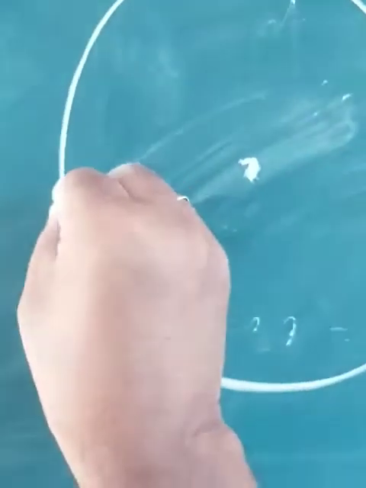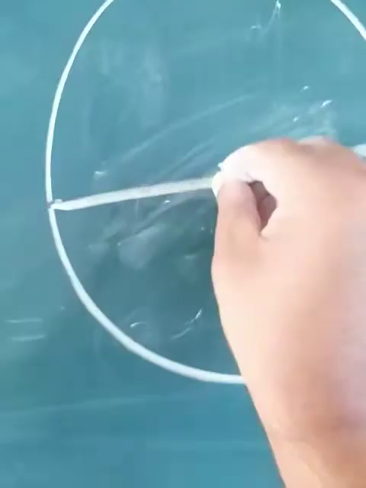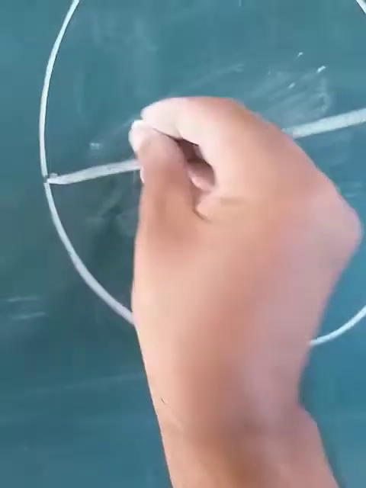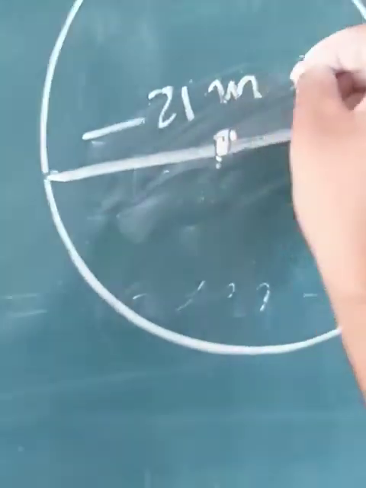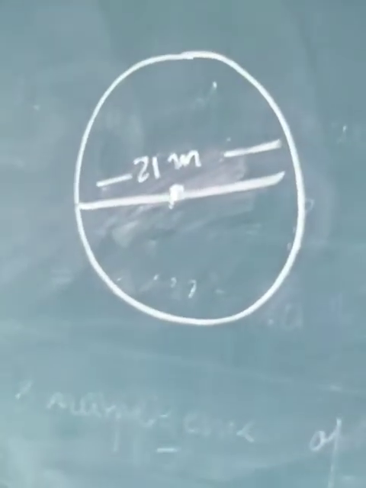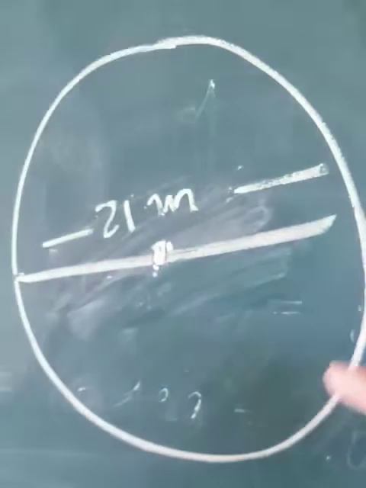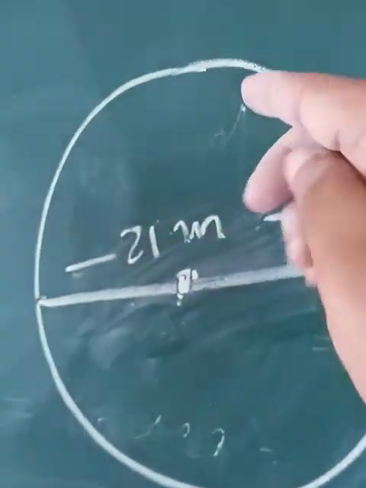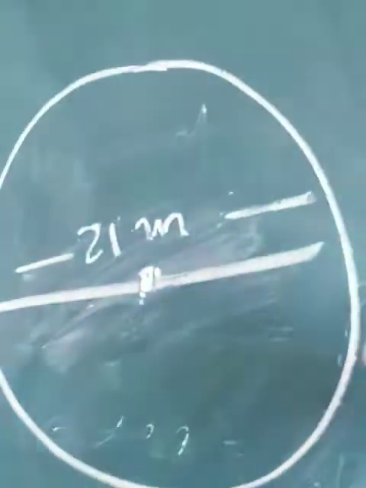Okay, students. So the diameter of the circular garden is given. That is the diameter, the length. This particular length is given as 21 meter. It is given. Fine. Now find the length of the rope. Now the gardener needs to fence this particular circular garden with a rope, and he needs to make two rounds.